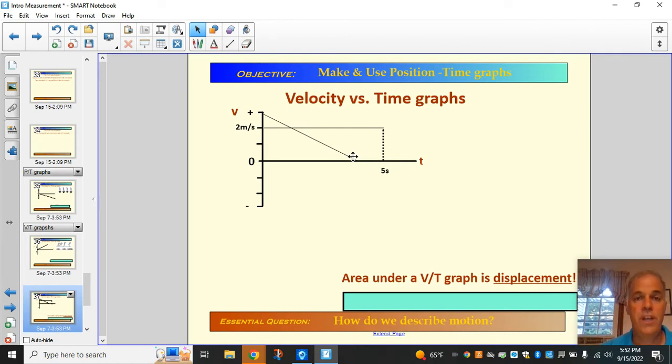AP College Board wants you to know this. They want you to be able to just look at two graphs, compare them, and be able to pull information off them like that without doing any math. You just kind of recognize it. Let me show you one more thing.